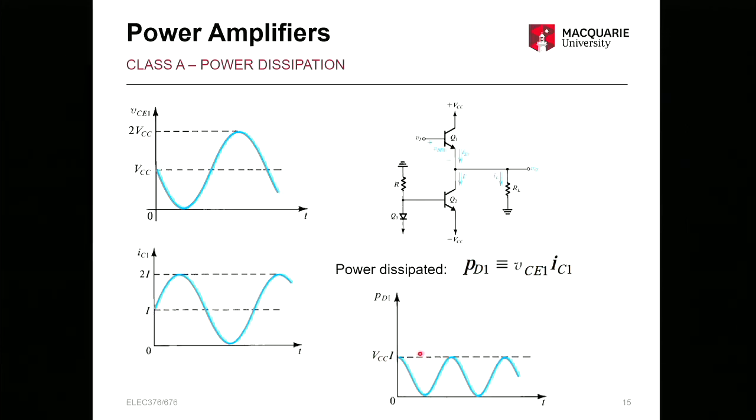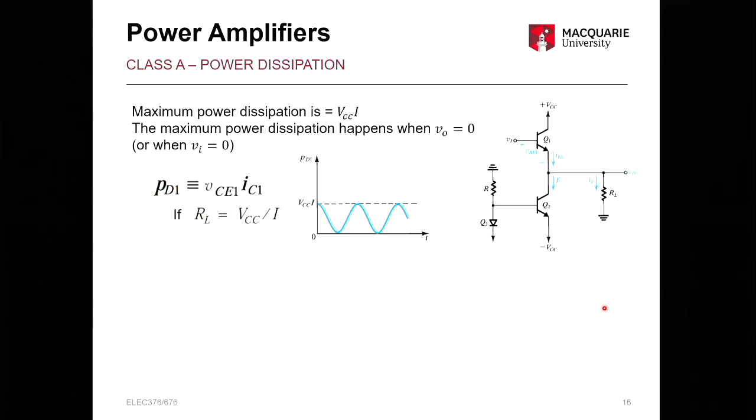A big problem for the Class A amplifier, of course, is that the VCC times I maximum occurs when you have 0 input. I'll wait for the next slide to go into that. But this is our instantaneous power dissipation, varying with time.